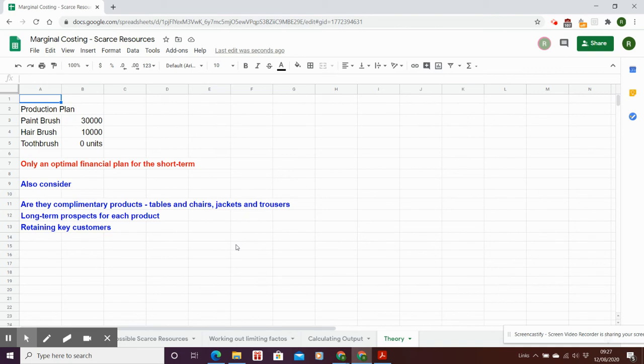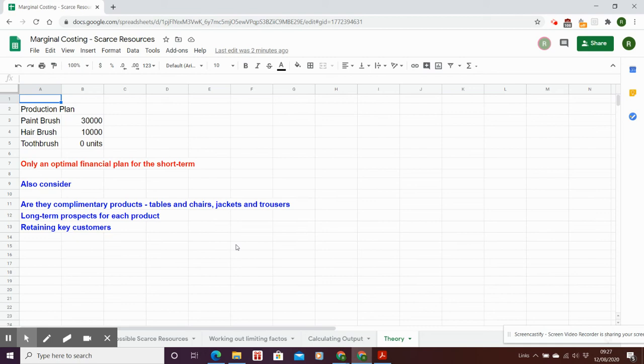And they need to look at things like, are the products complementary? So, for example, if you manufacture tables and chairs, they are complementary. A lot of people won't buy a table unless you manufacture chairs. So it may need to get adapted to make sure that complementary products are still available to the customers that buy them. Similarly with jackets and trousers. Now, for this business, they produce paintbrushes, hairbrushes, and toothbrushes. I can't see that people that buy a hairbrush from a particular business would also want to buy paintbrushes. So that might not be applicable in this case.